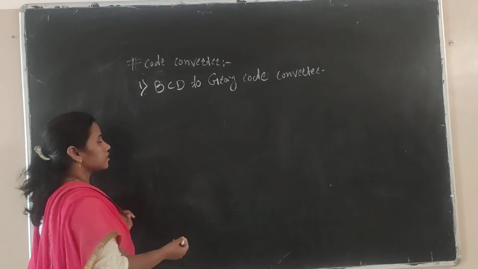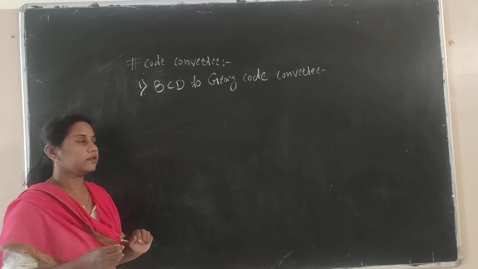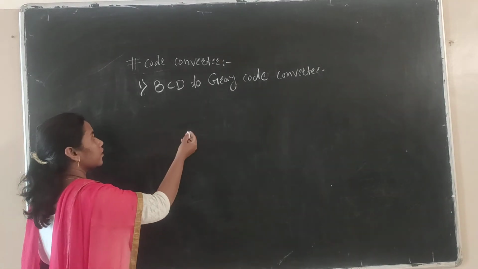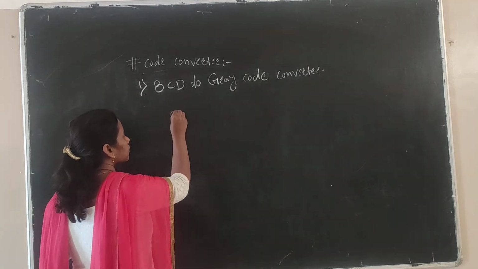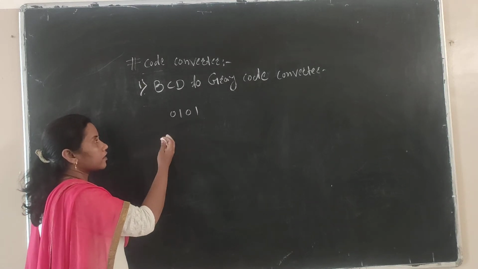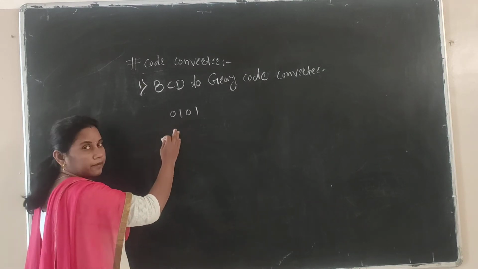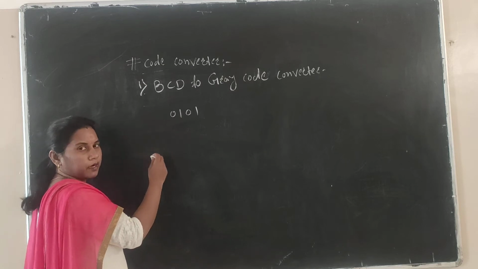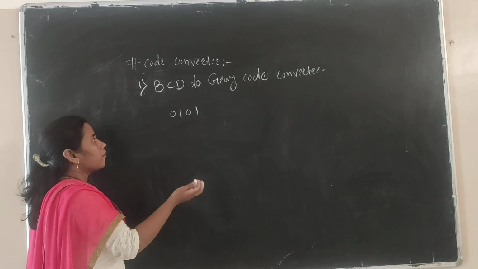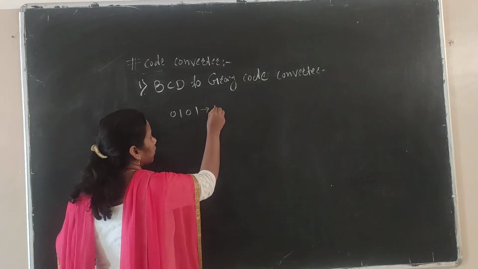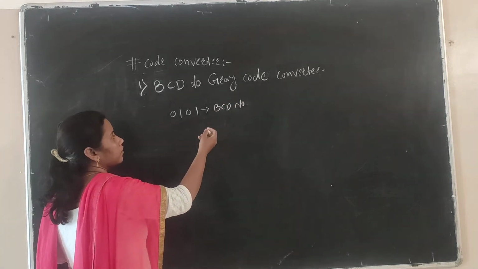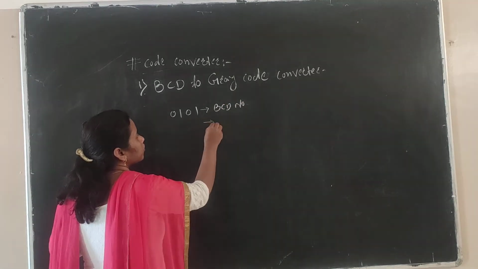First we will see how we can convert BCD manually into gray code. For example, here we will take the number 0101. This is the binary number. The equivalent of this is nothing but 5 in the decimal number system. But in BCD, it is 0101 in binary form. We have to convert this BCD number into the gray code.